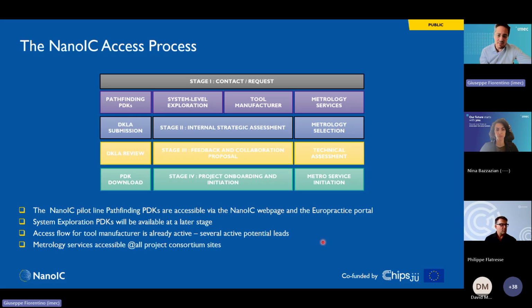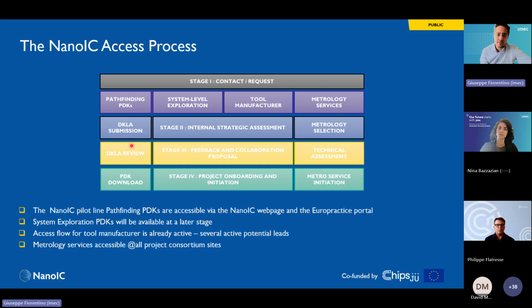The access path of the pathfinding PDKs is very straightforward. You need a DKLA, a Design Kit License Agreement submission, that is then countersigned by our legal department, reviewed, of course, and then European users, within a couple of days, can access it and download the PDK, so it's extremely fast.